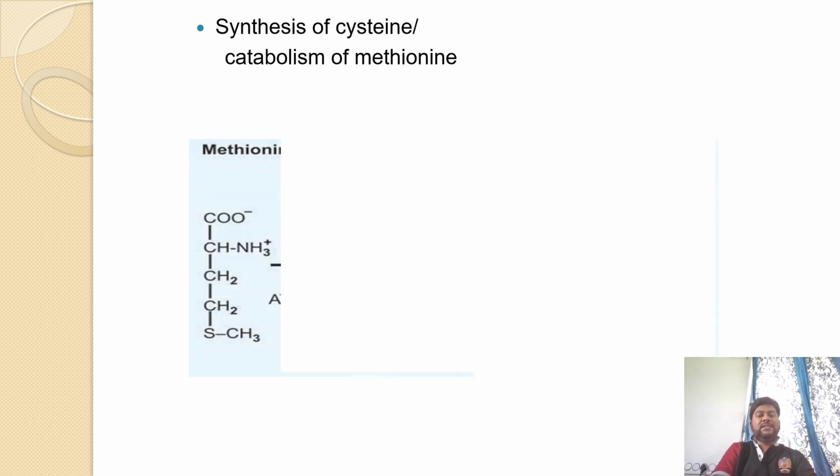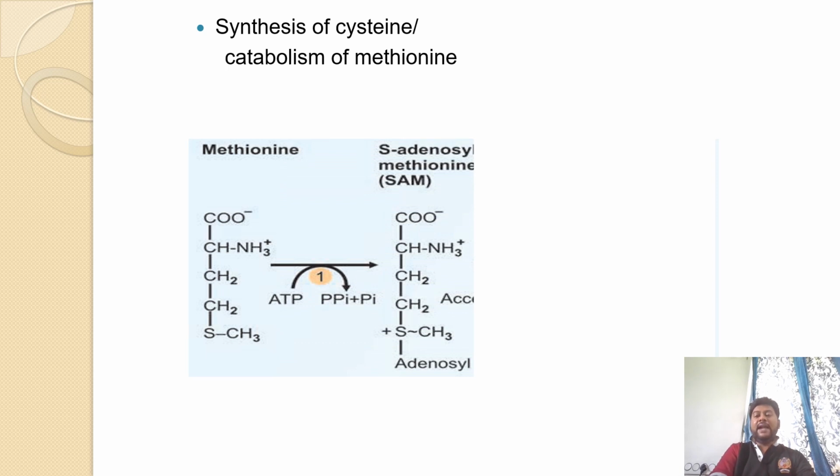When you see the structure of methionine, the sulfur atom is tightly locked between two methyl groups by a thioether linkage. So if you want to release this sulfur atom, first you have to remove this methyl group. For this, first we attach an adenosyl group to the sulfur atom of the methionine and convert it into S-adenosyl methionine. When an adenosyl group is attached to the sulfur atom of methionine, it becomes S-adenosyl methionine. The enzyme for this reaction is methionine adenosyl transferase, shortly abbreviated as MAT.